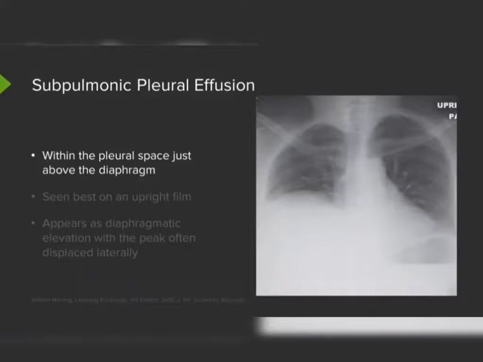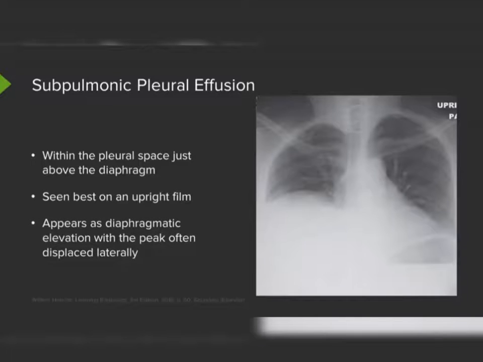So what is a subpulmonic pleural effusion? Within the pleural space that's just above the diaphragm, there could be an accumulation of fluid, which is really best seen on an upright film. So you can see here that there's elevation of the right hemidiaphragm, much significantly higher than the left hemidiaphragm. And this is really the only finding of a subpulmonic effusion. So if you see asymmetric elevation of the hemidiaphragm, one of the things to consider is a subpulmonic pleural effusion.